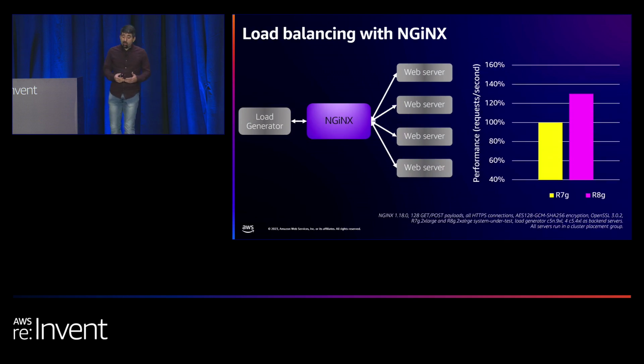Nginx is a popular web server. It can also be a load balancer. And here we use the open source load tester called wrk to generate 512 clients worth of HTTPS requests through Nginx as a load balancer to a bunch of backend web servers. We kept the load generator and those web servers constant and again tried a Graviton 3 or a Graviton 4 based system. And you can see around a 30% increase in performance on this workload.